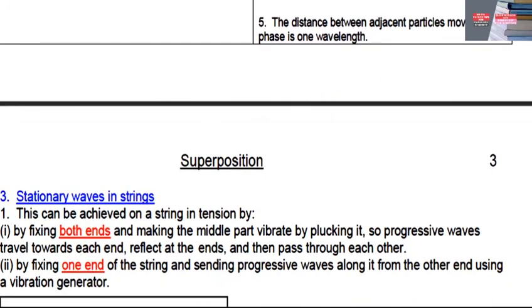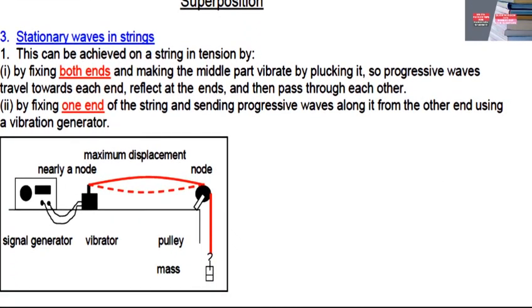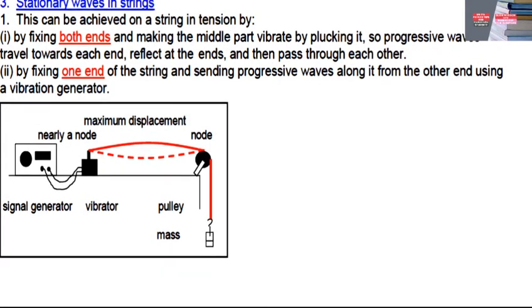Now the last thing that we're going to look at in this video is stationary waves in strings. Stationary waves in strings can be achieved by fixing both ends and making the middle part vibrate by plucking it, so progressive waves travel towards each other, reflect at the ends and then pass through each other. Or by fixing one end of the string, sending progressive waves along it from the other end using a vibration generator.